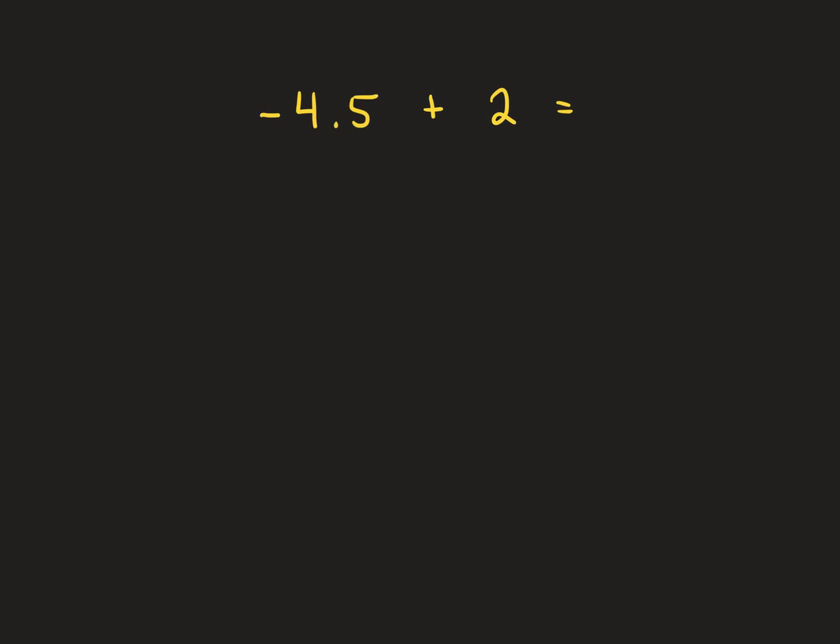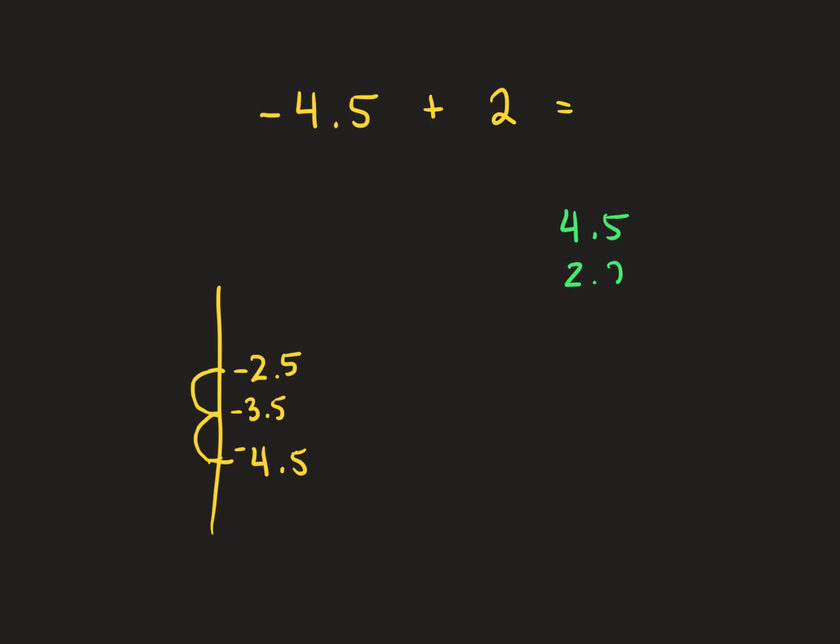Try this one. Remember, think these are opposite signs. This is like your 4.5 feet underwater, right? And you're coming up 2 feet. So if you came up 1 foot, you'd be at 3.5. 2 feet would be -2.5. You could also think, okay, I know opposite signs. I just have to subtract, but I'm still going to be underwater, so my answer is negative.